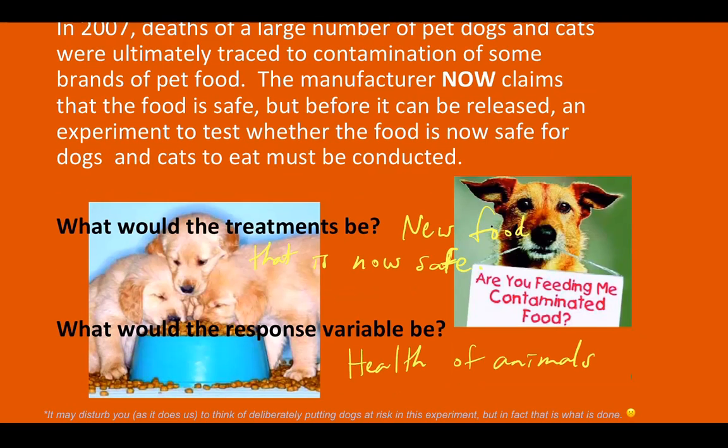Okay, so at the bottom it says, I didn't make this up, okay? Deliberately putting dogs at risk in this experiment, but in fact, this is what they do. This is what they do with humans too, but what's the difference between humans and dogs? Humans have choice. I want to sign up for it. Dogs don't. Okay, so yeah, unfortunately, but that's what's done when they have to test stuff like that. Exactly.